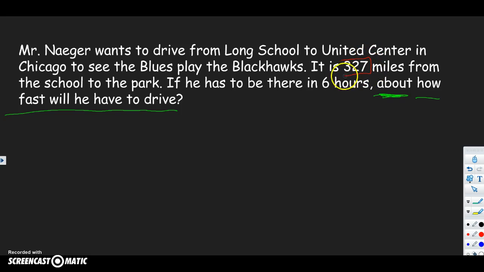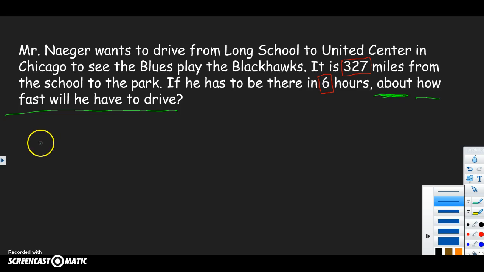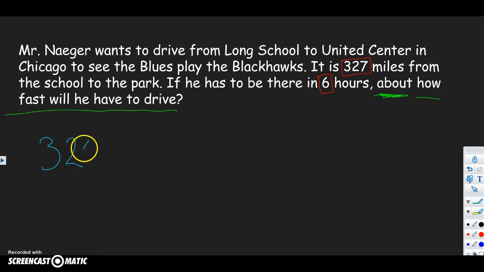I know that it is 327 miles, and that I need to be there in 6 hours. So this 327 miles is going to be split over 6 hours of driving. Well, let's take a look at what that problem looks like written as a division problem. So we have 327 divided by 6. And since I don't need an exact answer, since it's asking me about, I'm going to use compatible numbers.